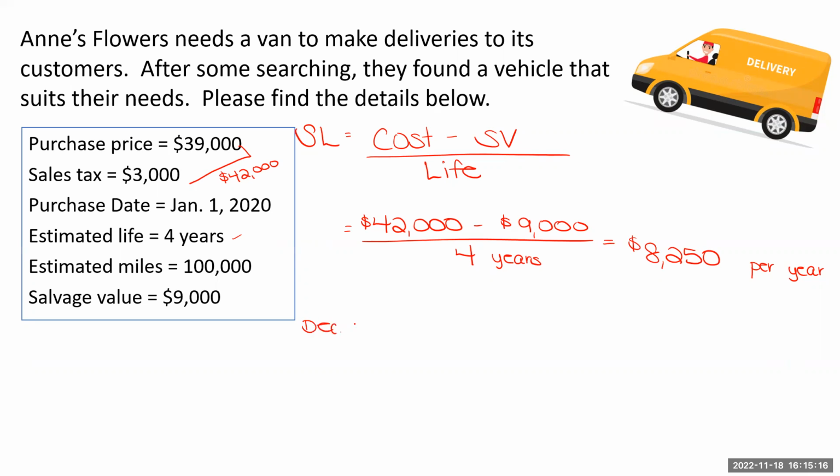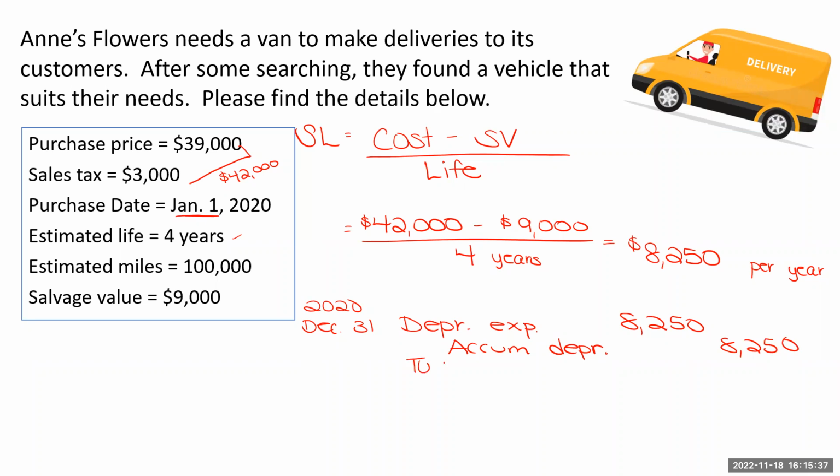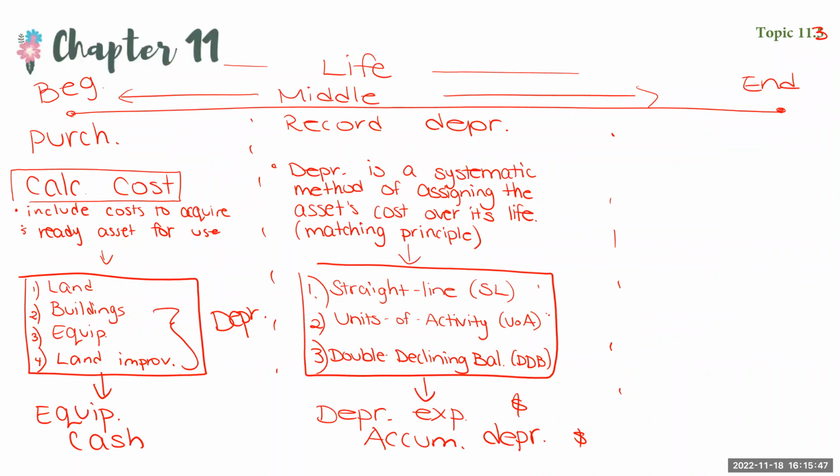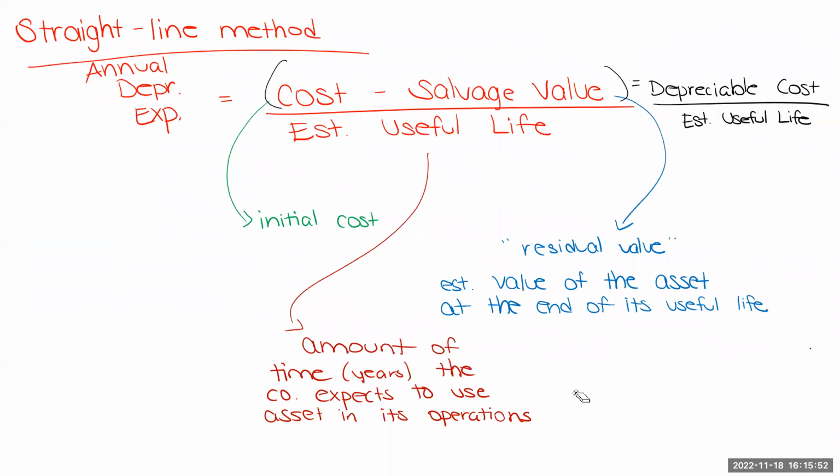So if we were asked to then not just do the calculation, but to do the journal entry, right? Our journal entry at December 31st, 2020, because we bought it January 1st, would be to debit depreciation expense, credit accumulated depreciation for the 8,250, to record depreciation expense. Okay, doesn't matter which method we use, your journal entry is always the same. Debit depreciation expense, credit accumulated depreciation.